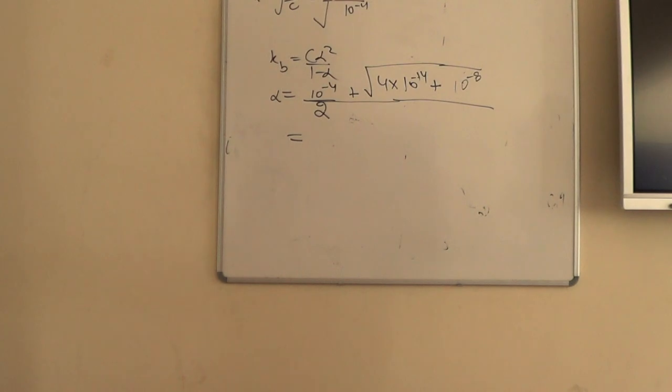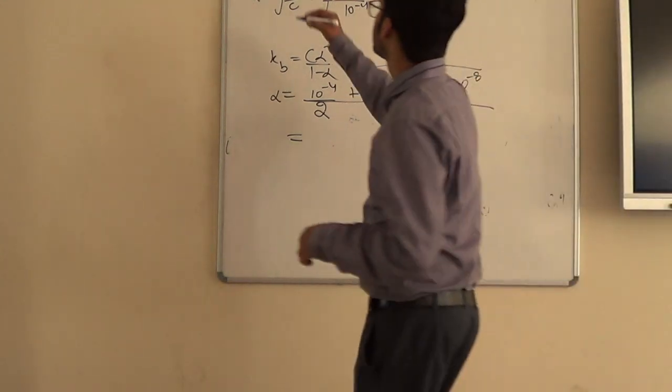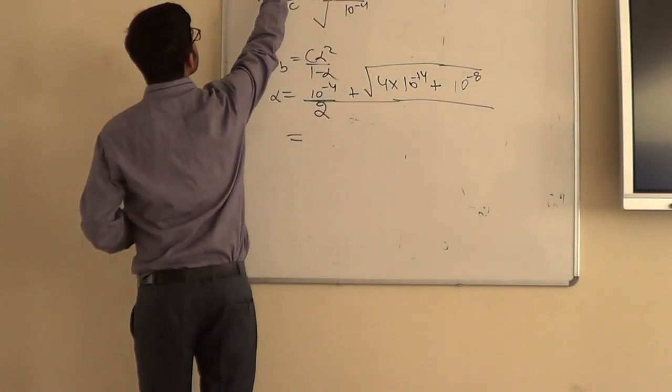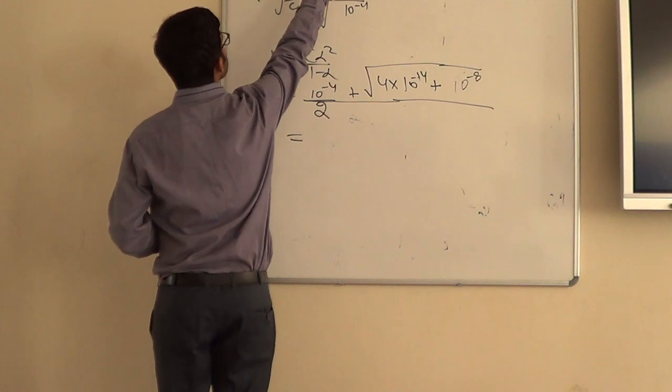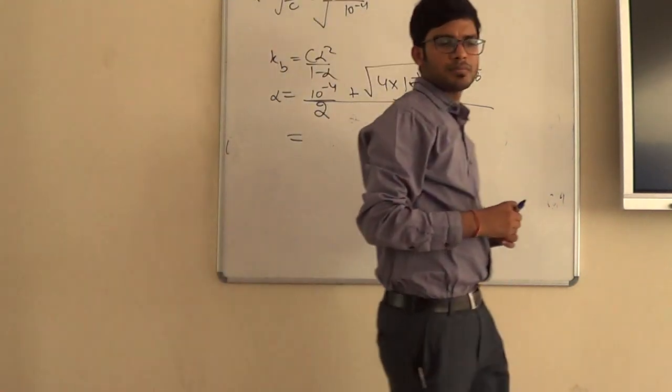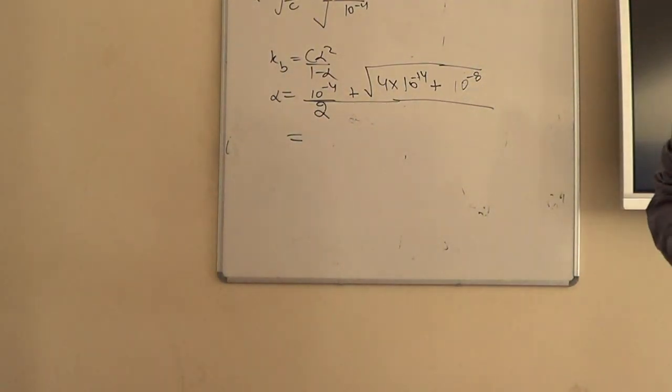Next question. If you consider 10 to the power minus 7 molar NaCl-type salt, NH3, same thing, put in water. For this 10 to the power minus 7 molar NH3.